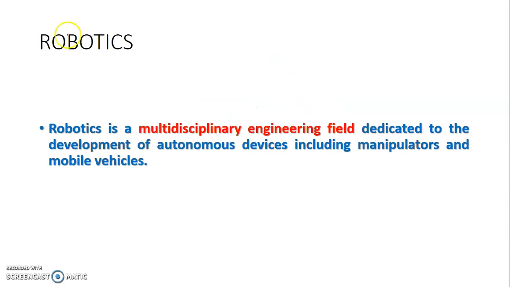Before going to learn about industrial robot, first we'll understand what is robotics. Here we have a definition for robotics. Robotics is a multidisciplinary engineering field. It is not only a mechanical engineering field, it is a multidisciplinary engineering field. It consists of mechanical engineering, computer science, electronics, mechatronics. Like this, it is a multidisciplinary engineering field dedicated to the development of autonomous devices, including manipulators and mobile vehicles. This is called robotics.